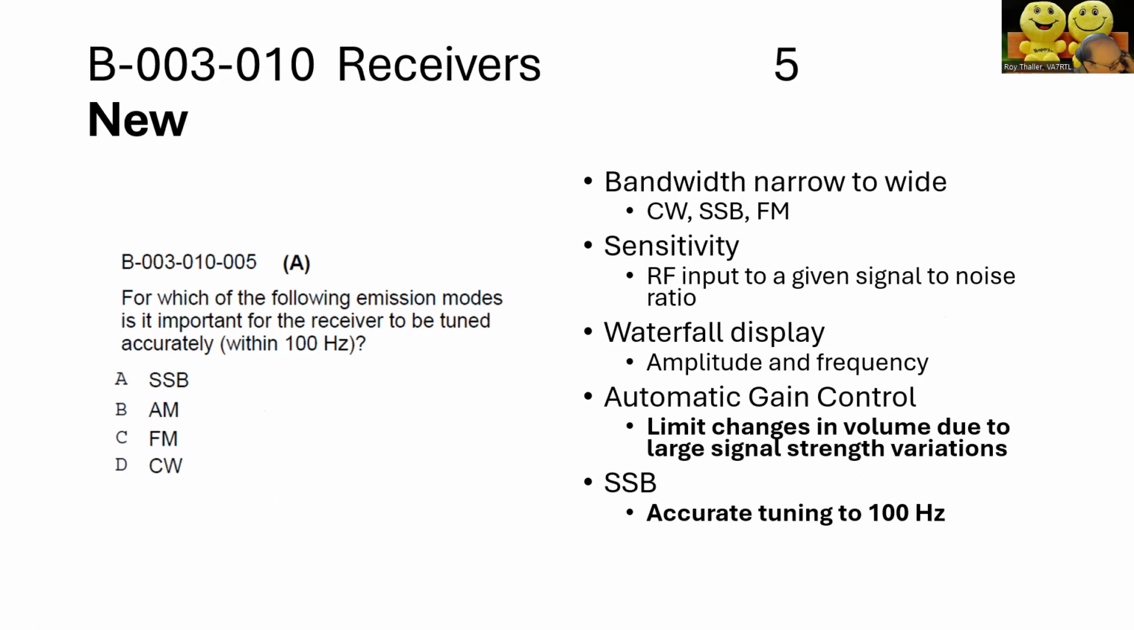Another new question. For which of the following emission modes is it important for a receiver to be tuned accurately within 100 hertz? The correct answer is A, single sideband, because remember you don't have a carrier, so you're actually tuning fairly close to the modulated signal. So the frequency becomes quite important for tuning. So it's single sideband, A.